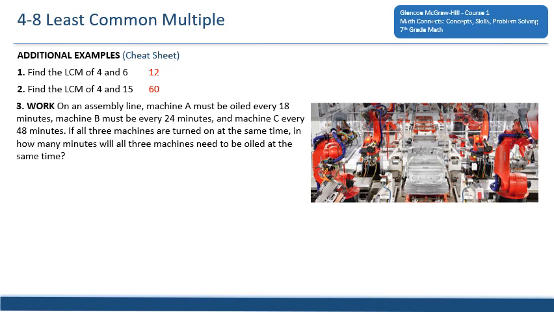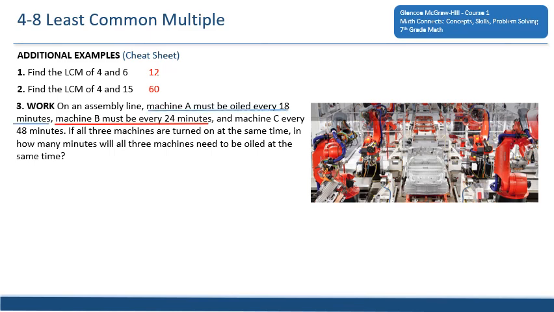On an assembly line, machine A must be oiled every 18 minutes. Machine B must be oiled every 24 minutes, and machine C every 48 minutes. If all three machines are turned on at the same time, in how many minutes will all three machines need to be oiled at the same time?